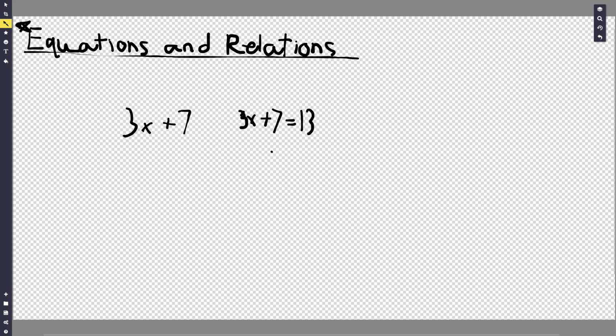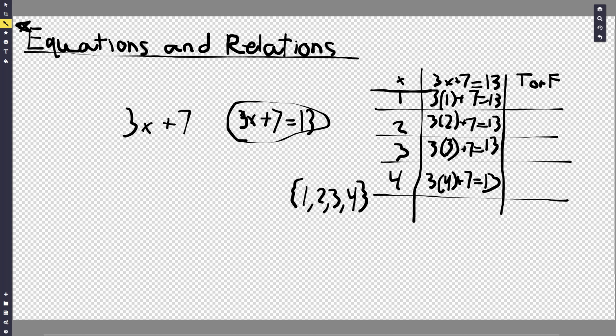So let's figure this out. How about we use this equation right here? So I'm going to set up a little table right here, and we have our replacement set, which is in the brackets 1, 2, 3, and 4. And what we're going to do is plug each of these elements into the equation to see which ones work. And we're just going to say if it's true or false.